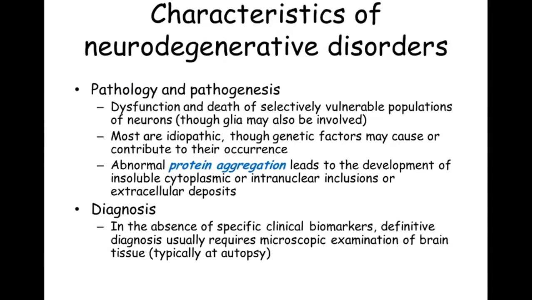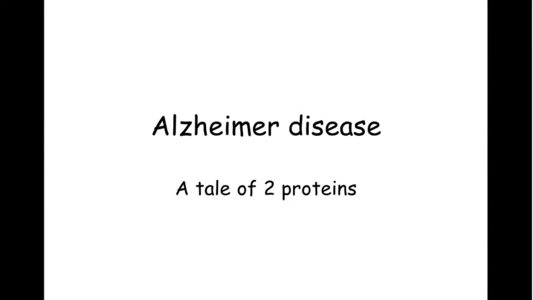The central feature of these disorders is abnormal protein aggregation, which leads to the development of insoluble cytoplasmic or intranuclear inclusions or extracellular deposits. The first of which is Alzheimer's disease, which, as I mentioned, is the single most common neurodegenerative disorder within this group of entities. And we will subtitle this portion of the talk, A Tale of Two Proteins.